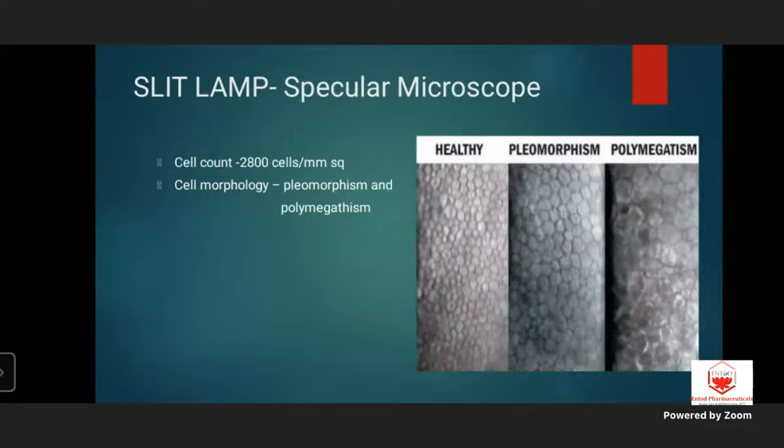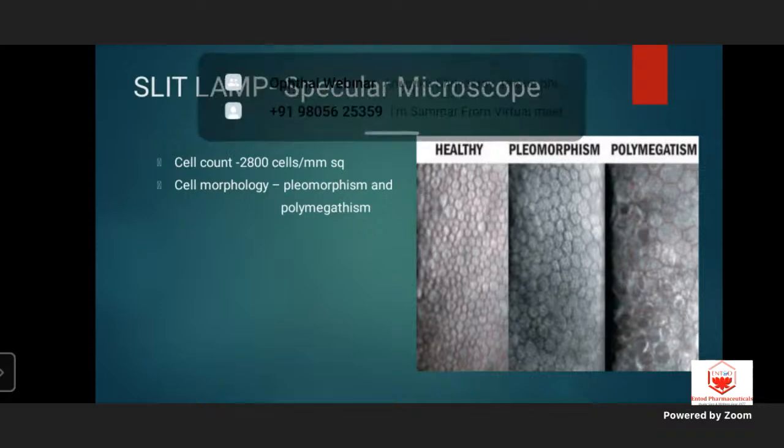In slit lamp, we can examine it by specular microscope. The cell count normally is 2,800 cells per mm square. In any case of disease, there is change in cell morphology, pleomorphism, and polymegathism. As we can see from the picture, a healthy endothelium looks polygonal in shape in the first picture, and in the second picture, we can see the change in the morphology of the cells of the endothelium. And in the third one, there is polymegathism.